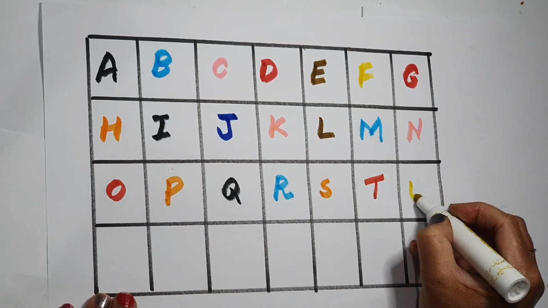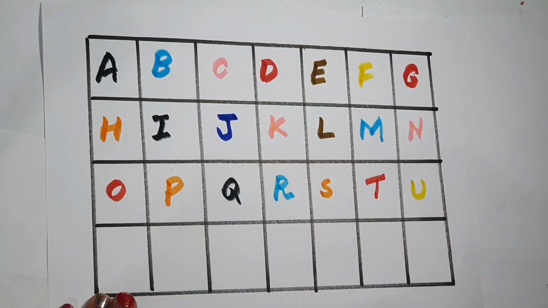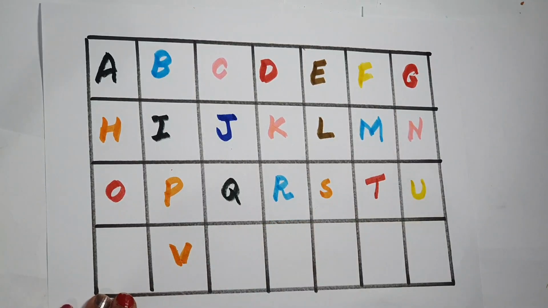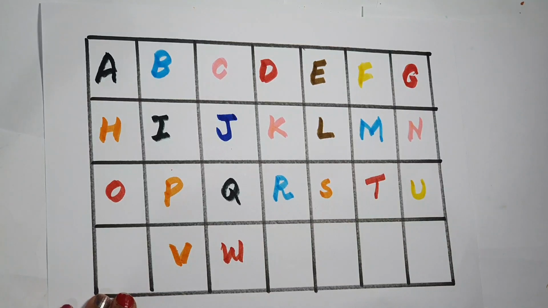U. U for umbrella. V. V for village. W. W for water.